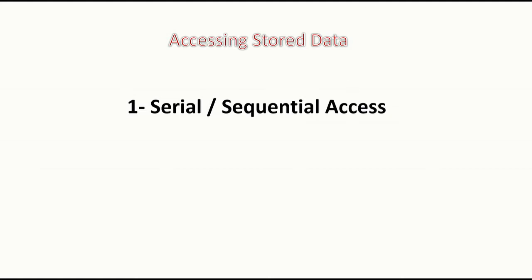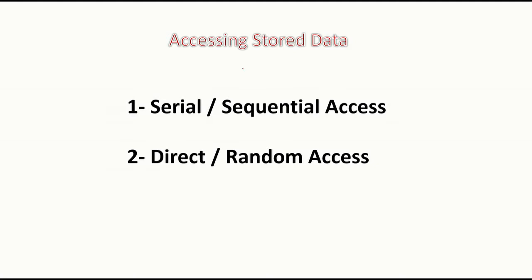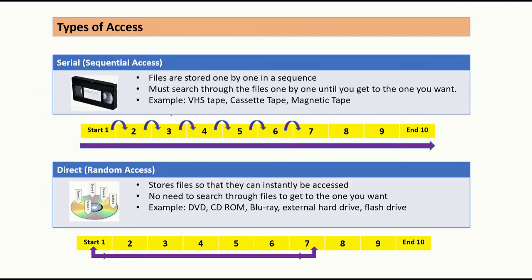Now, once data is backed up on your storage media, what are the two ways of accessing it? There are two ways of accessing stored data. It's called serial access or sequential access, and the second type is called direct access or random access. Let's look at what these two terminologies mean.